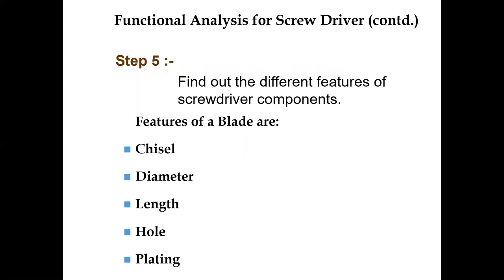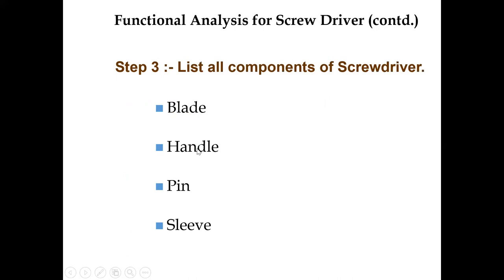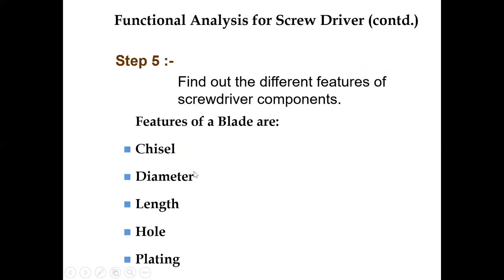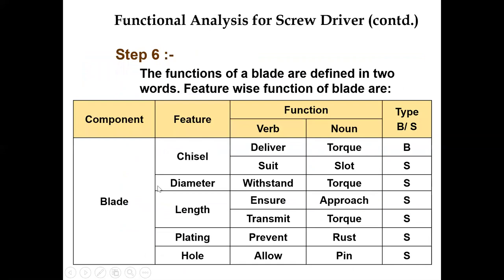And again, the next step is to find out the different features of the screwdriver components. So here, you need to identify the features of the blade, the features of the handle, the features of the pin, and the features of the sleeve. It has different diameter, length, hole, plating. It all comes in the blade. And similarly, you need to find out the other features also.